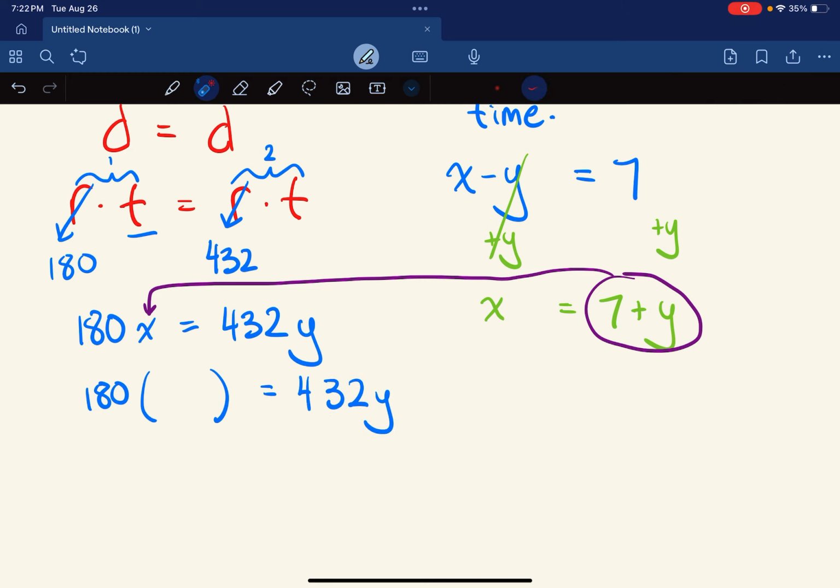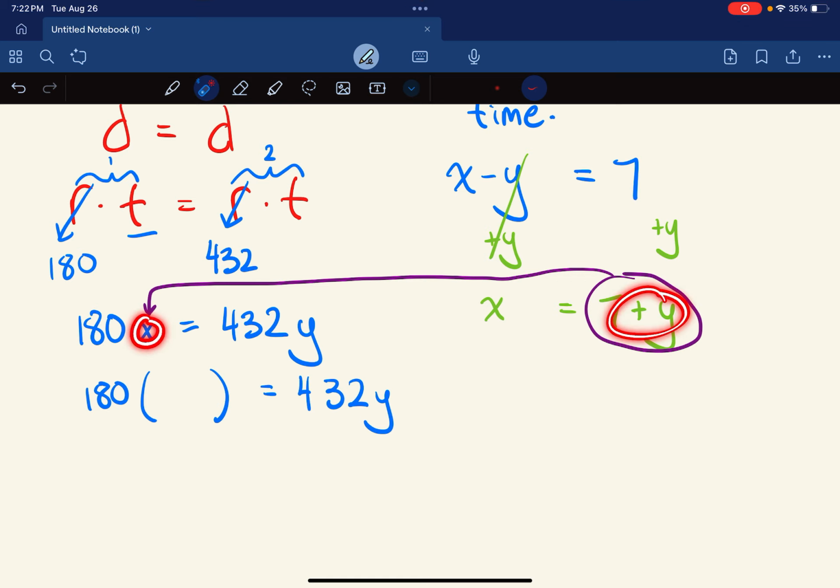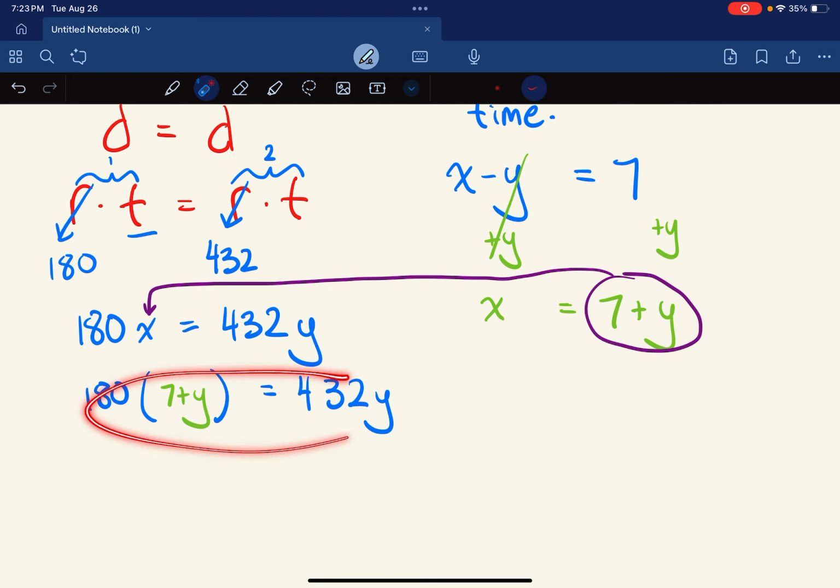I hope that you agree that this is the exact same line as this. And instead of x, I'm going to write 7 plus y, 7 plus y. And notice what I've done. I now have one equation, one equal sign, right? And I have the same type of variable, just y, which means this is now solvable.